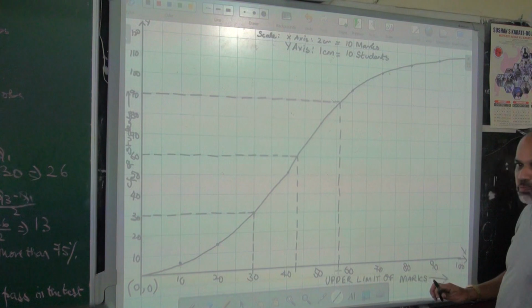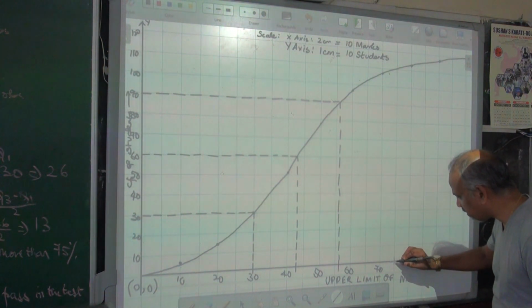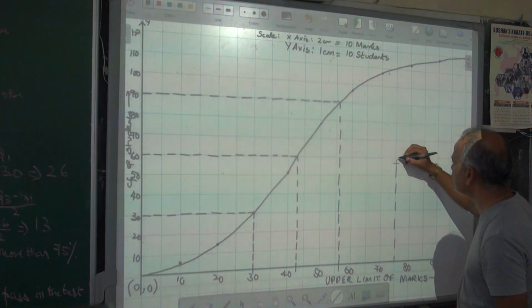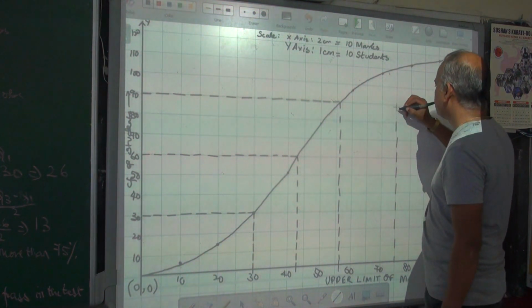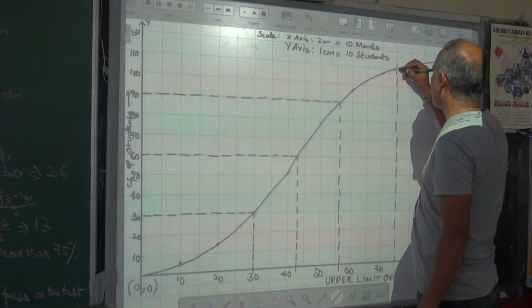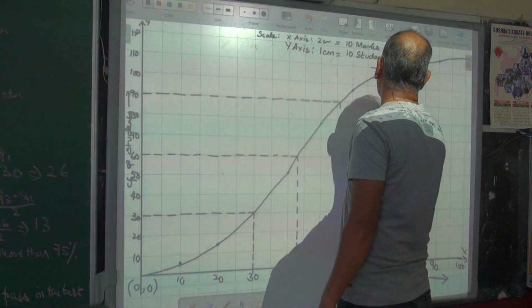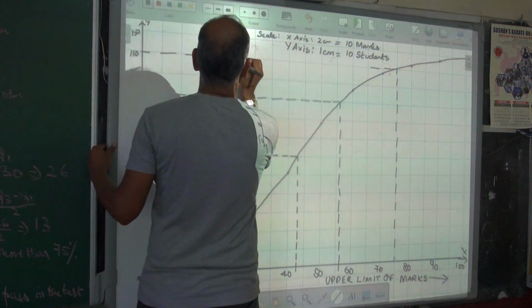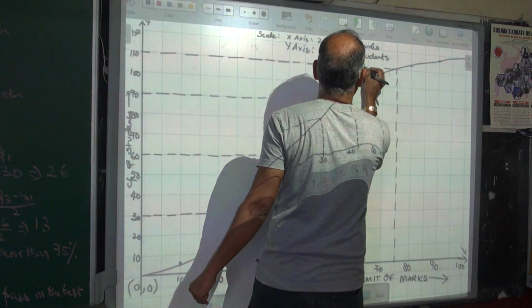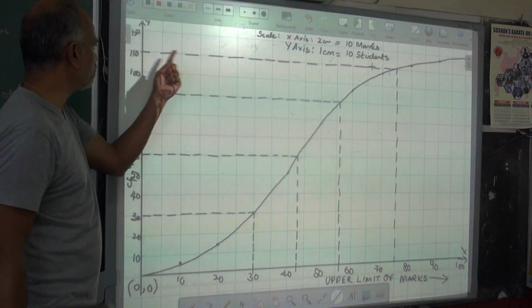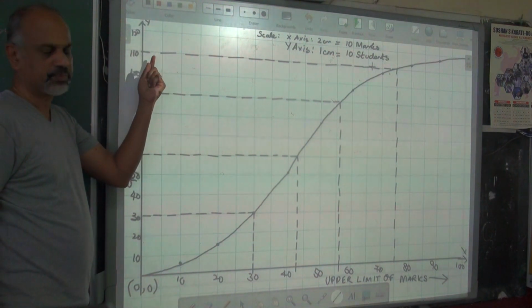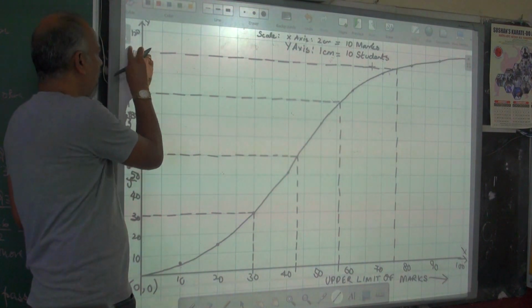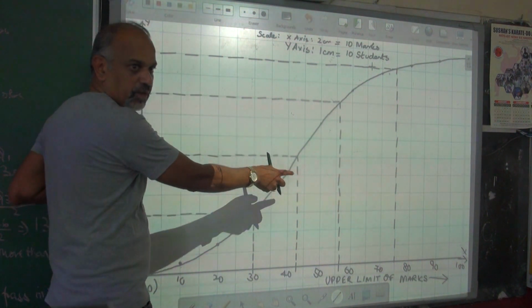So 75% and above. So this is 75. From here you draw a vertical line going upwards to meet the curve. So this is your vertical line going upwards. And from here you draw a horizontal line, that's the horizontal line which goes and meets the y-axis. And if you see, it goes to 110, which means 110 students got 75 marks.